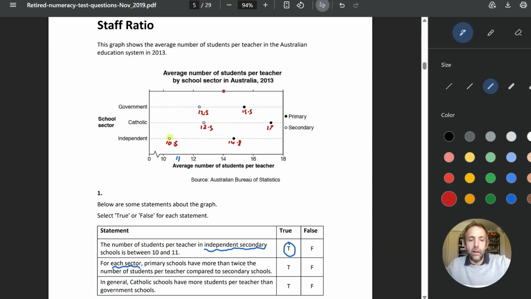There is not more than twice the number of students, so we can definitely say that it's false. It actually isn't true for any of the sectors. At least it wasn't at that point.